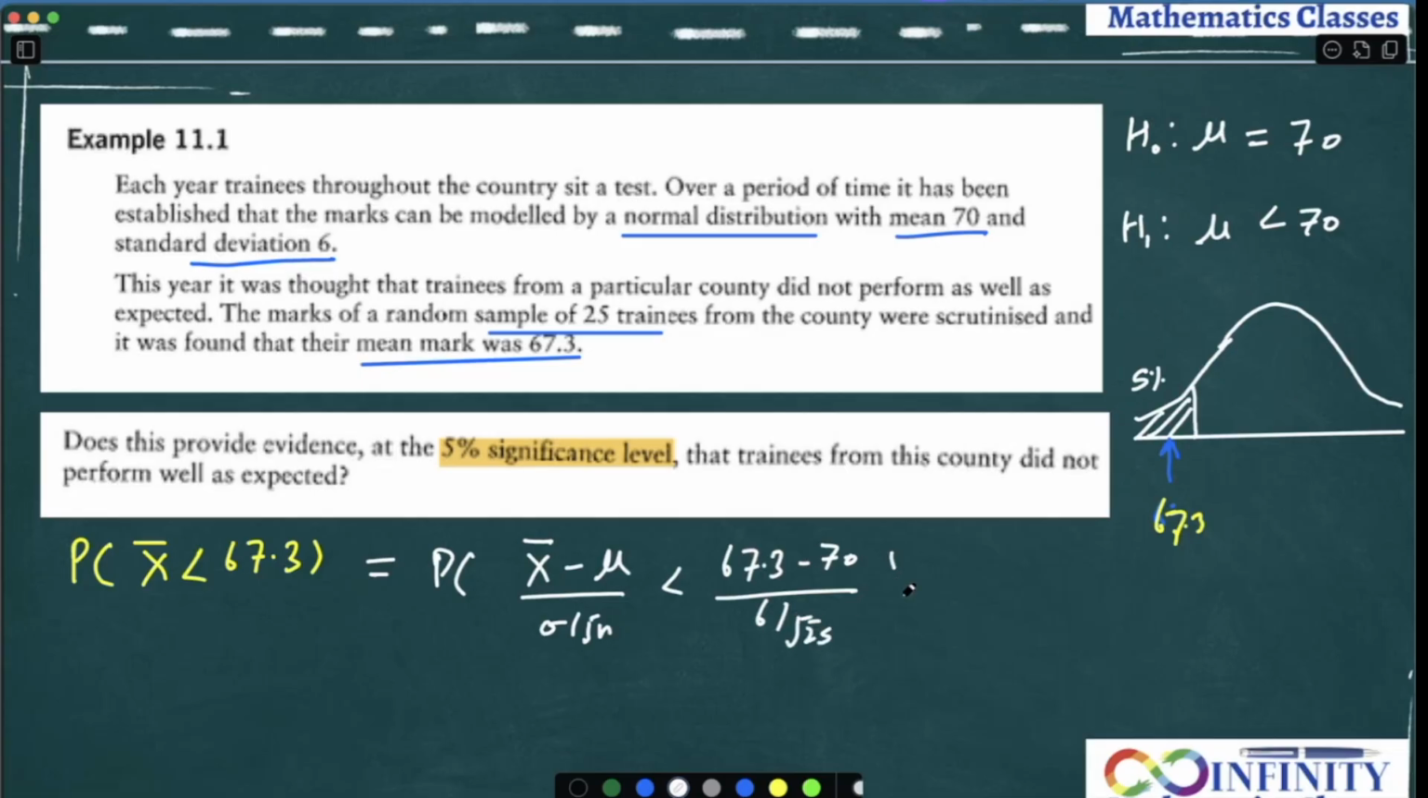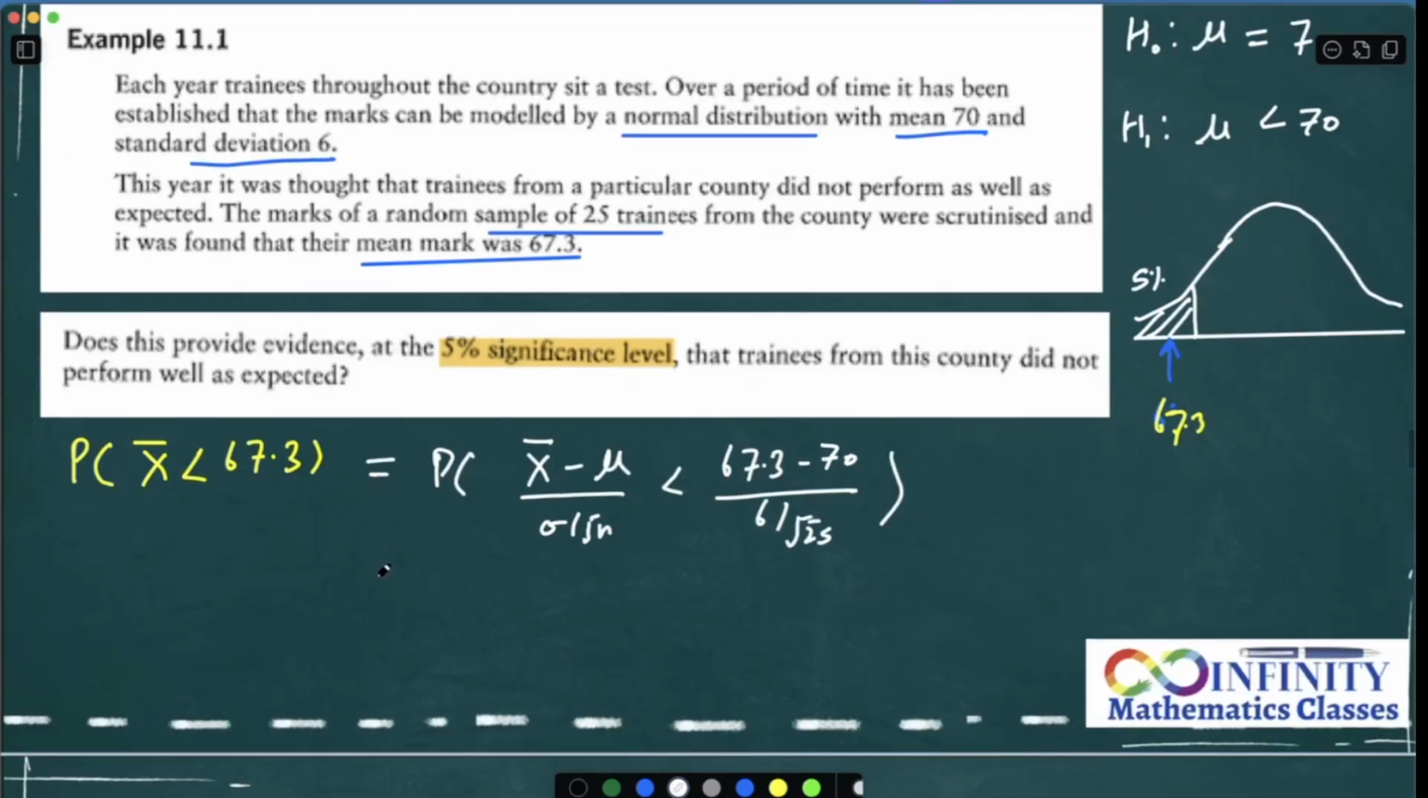Any issue up to this point? This is the same thing we did last time. So this is P(Z less than negative 2.25). Now you use the normal table.